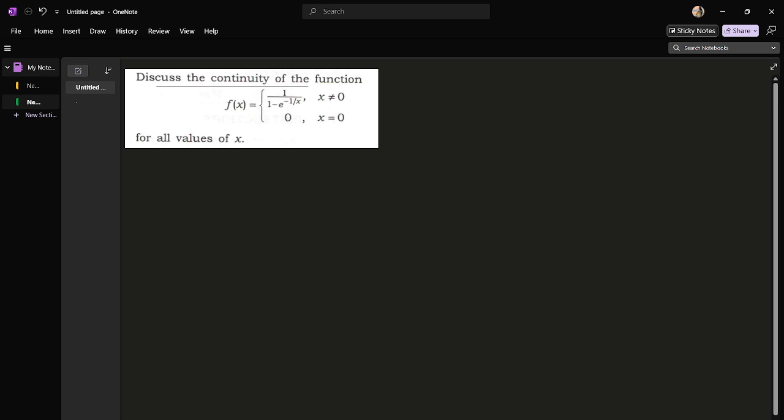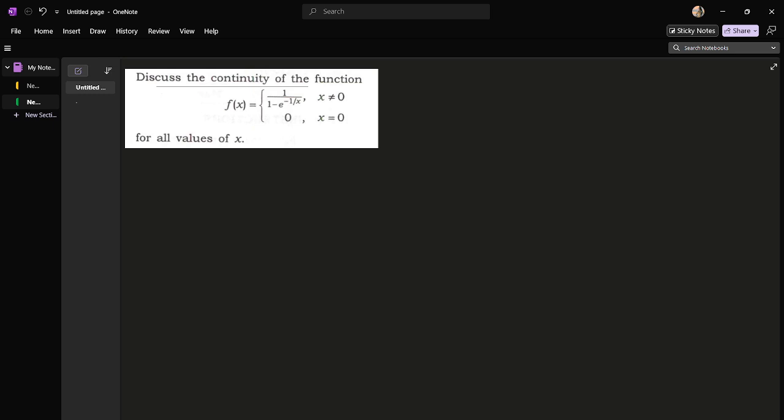We are solving some questions from our mathematics optional paper, which is from UPSC 2024. Now, this is the question given in our question paper. The question tells us to discuss the continuity of the function f(x) equals 1 by 1 minus e to the power minus 1 by x, where x not equal to 0, and it will be 0 when x is equal to 0, for all values of x.